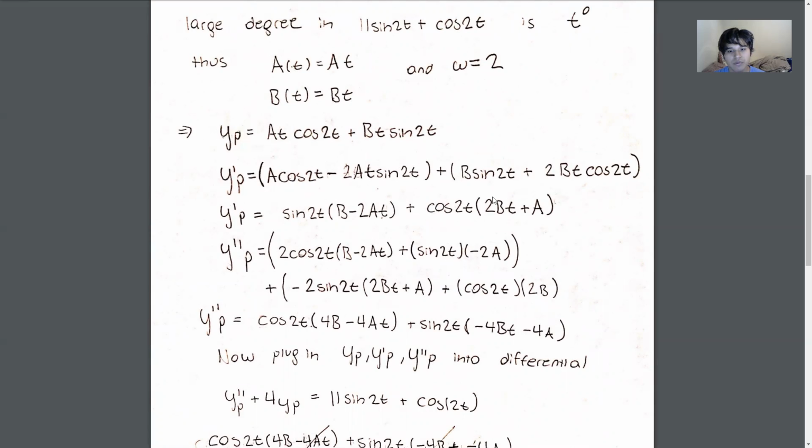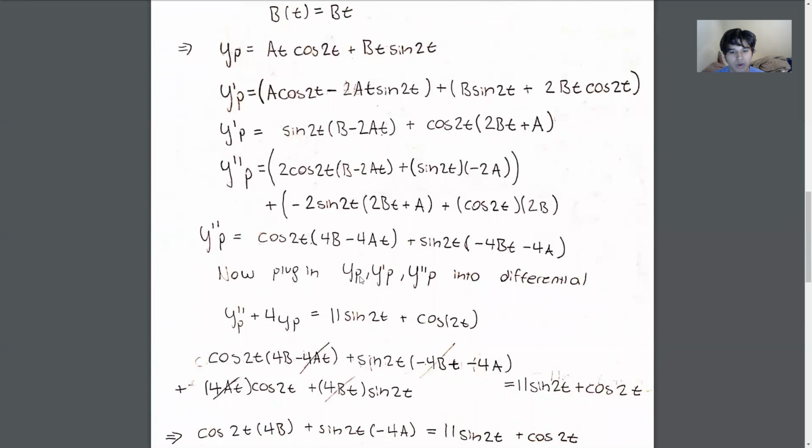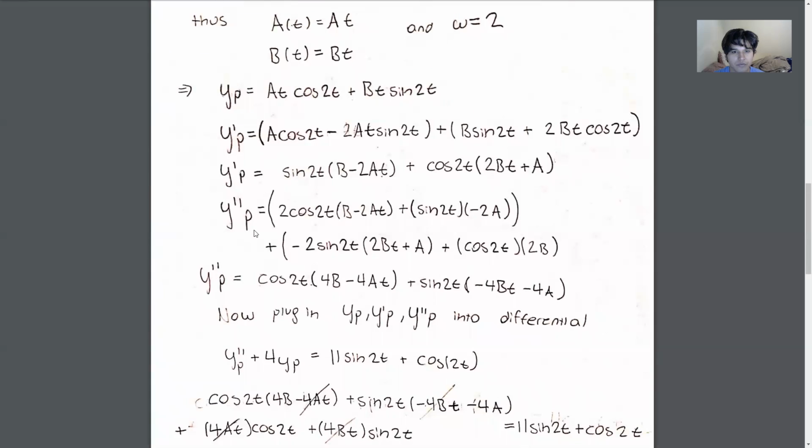This is the first derivative, and I went over here and rewrote it in a simpler form, and then we can go ahead and differentiate that again just to get this right over here. So this is yp, this is yp prime, and this is yp double prime. Now that we have yp, yp prime, and yp double prime, we can go ahead and plug these into the differential equation that we have written up right over here.